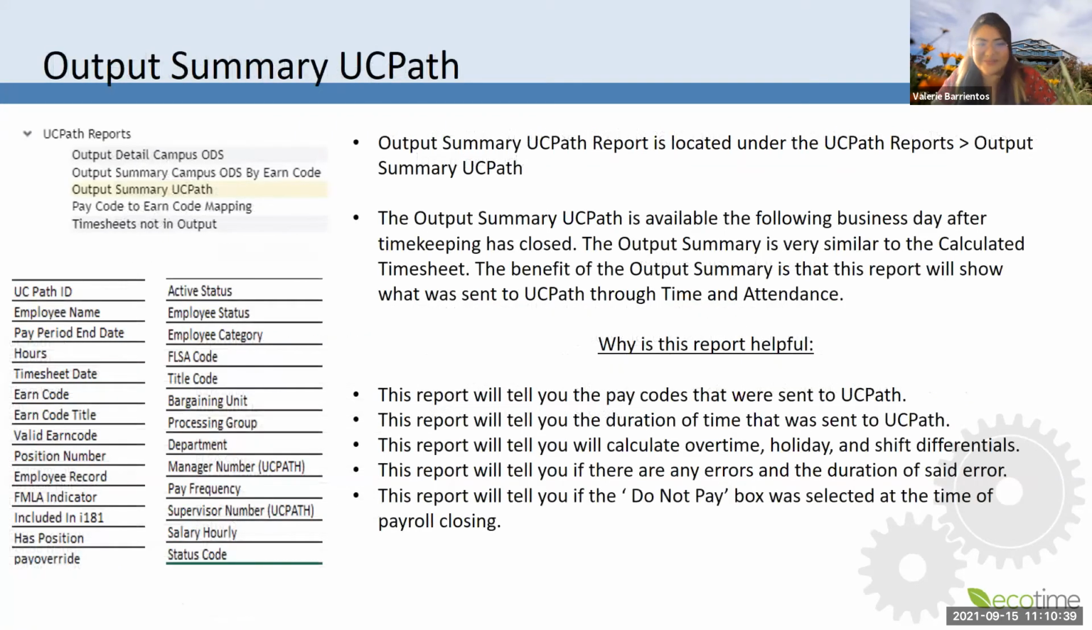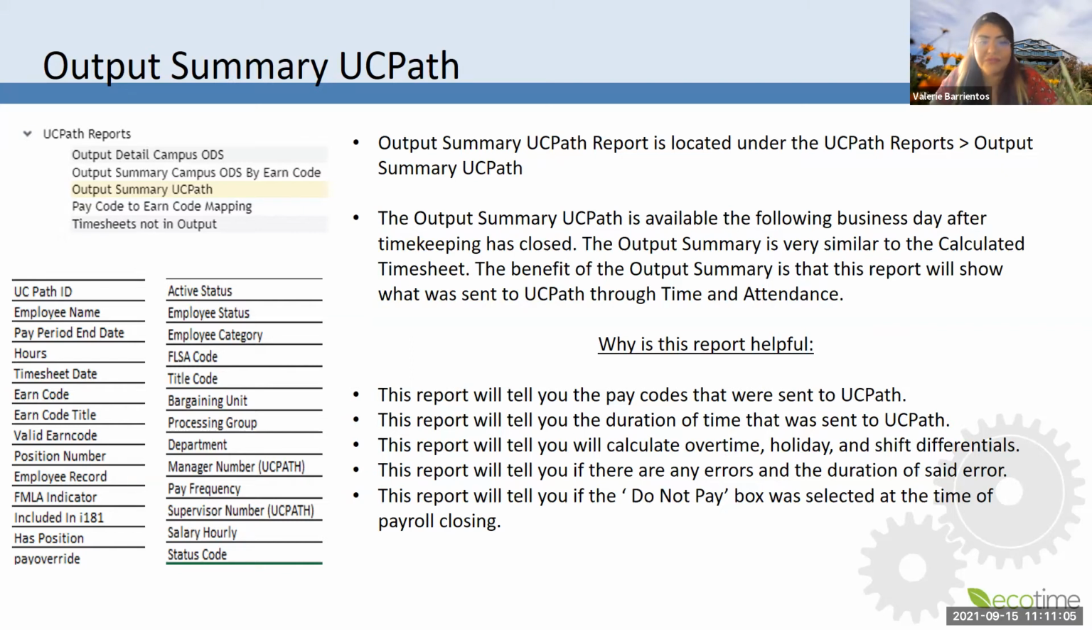Our next report is our output summary UC Path. The output summary UC Path is located under our UC Path reports. It is available the following business day after timekeeping has closed. The output summary is very similar to the calculated timesheet. The benefit of the output summary is that the report will show you what was actually sent to UC Path through time and attendance via our I-181.